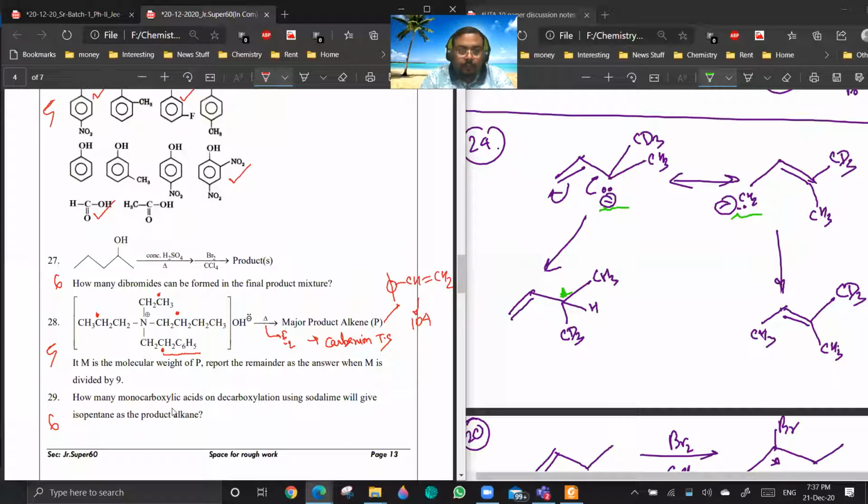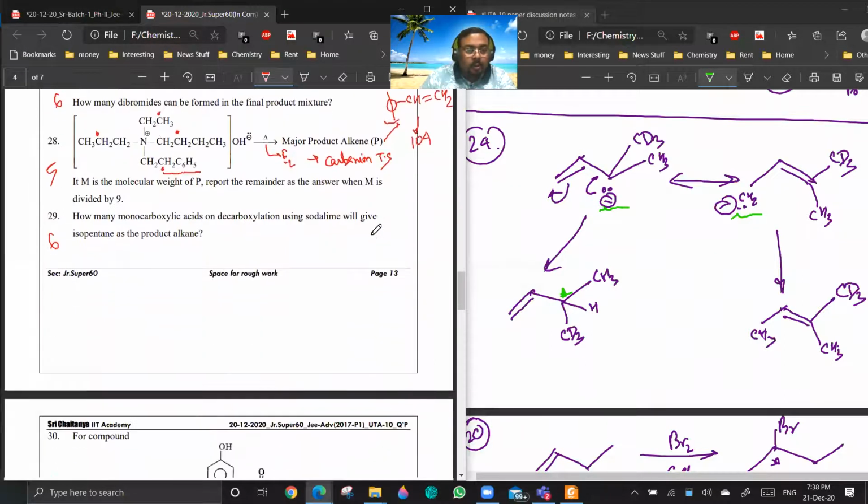Yes, sir. So the answer should be, the alkene P is this. Yes or no? Yes, sir. So its molecular weight is 104, divided by 9. You'll get 5 as remainder. Is it clear? Yes, sir. Okay. After this, 28 is done.